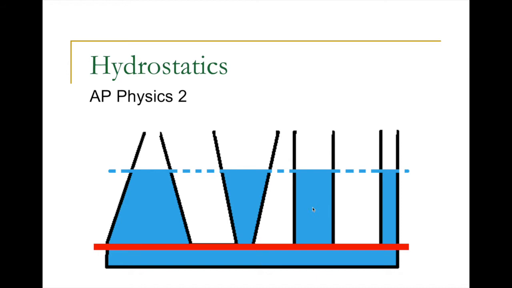The typical first question that we like to ask looks like this. There are four different vessels of different shapes, and we see that there is this height at which all the vessels are filled, and there's a red line at the bottom, and the question is, which of these has the greatest pressure at the red line? Hopefully by the end of this lesson, you'll be able to answer that question.